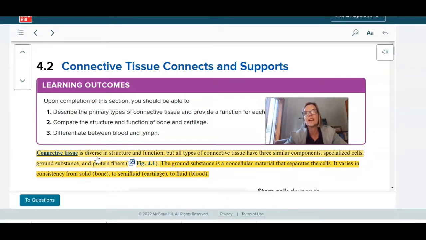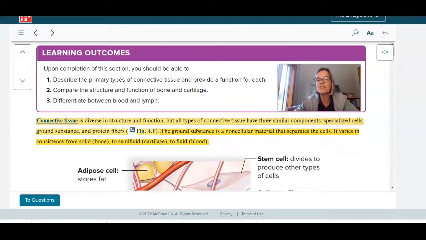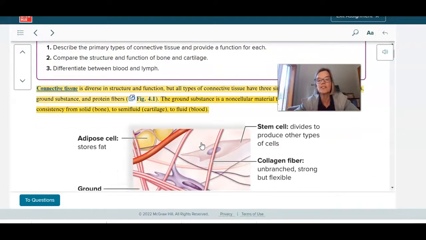So connective tissues are somewhat unique in that they have cells, but in between the cells, they have this other material that has some chemical substance, this ground substance, and fibers, depending on the type of tissues. And we'll talk about that, because there's a lot of variety in connective tissues. It says the ground substance, or that stuff in between the cells, can be from solid to semi-solid to fluid. So that's going to have a big impact on what kind of tissue it is.